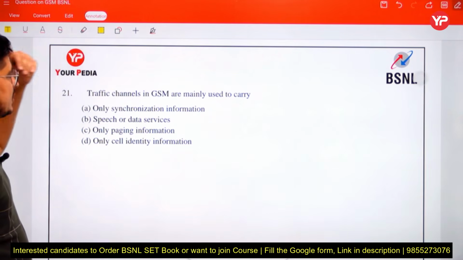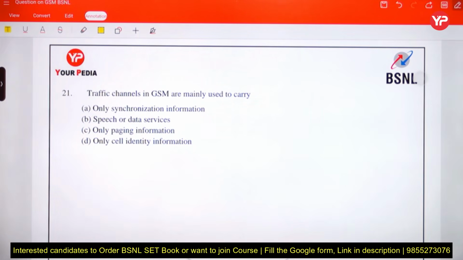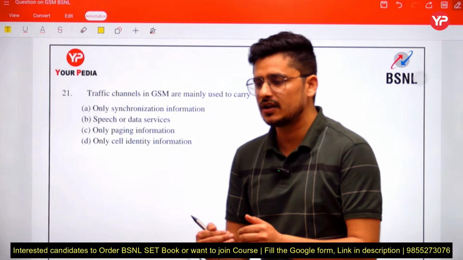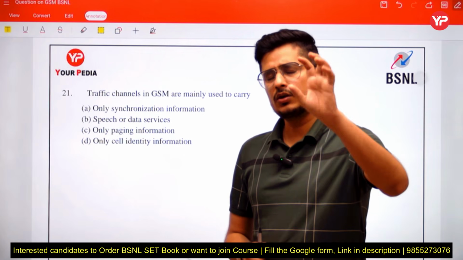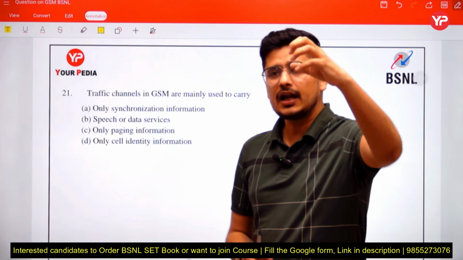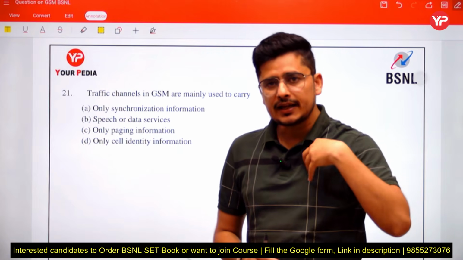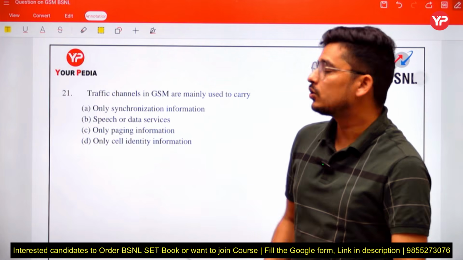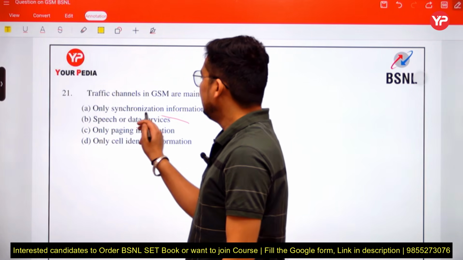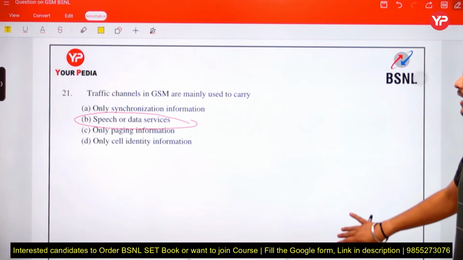The traffic channel in GSM is mainly used to carry what? Let us take, we are calling a person, all the logical information is done. After that, the network checks all the information, and then the network allocates me a traffic channel. Through that traffic channel, I can communicate with the other person, I can browse the internet. So that traffic channel will carry the speech or data services.